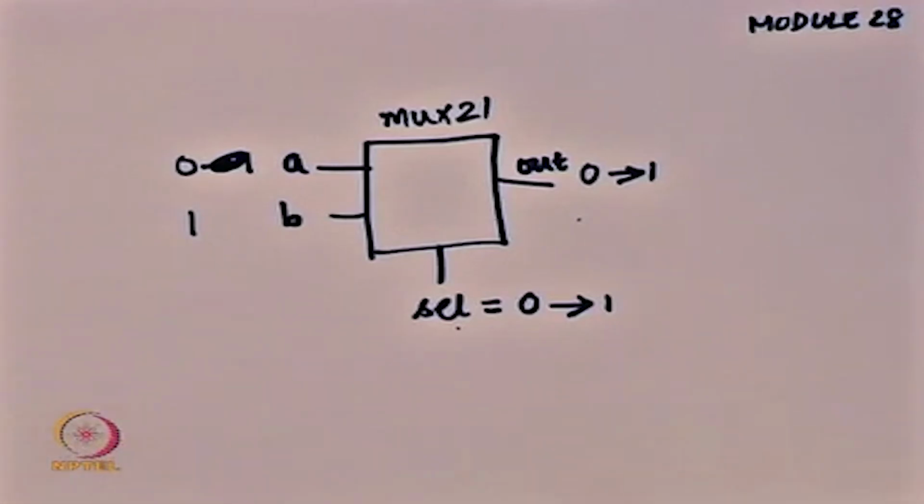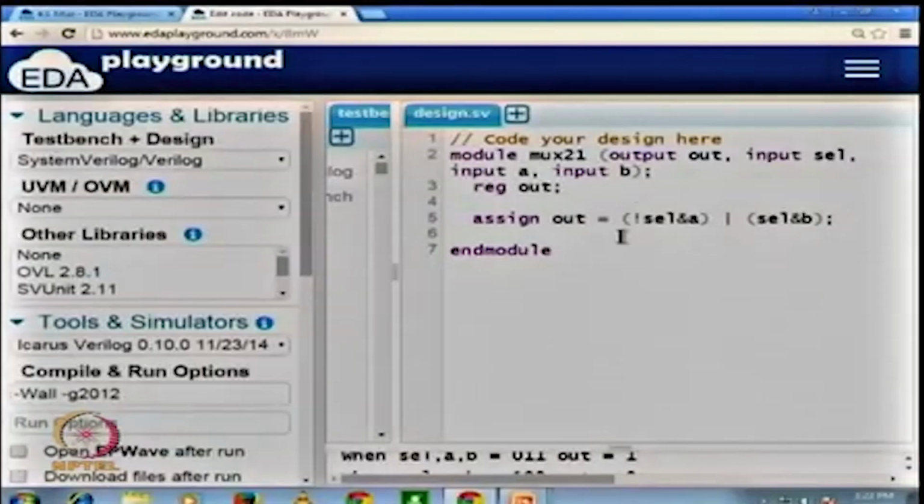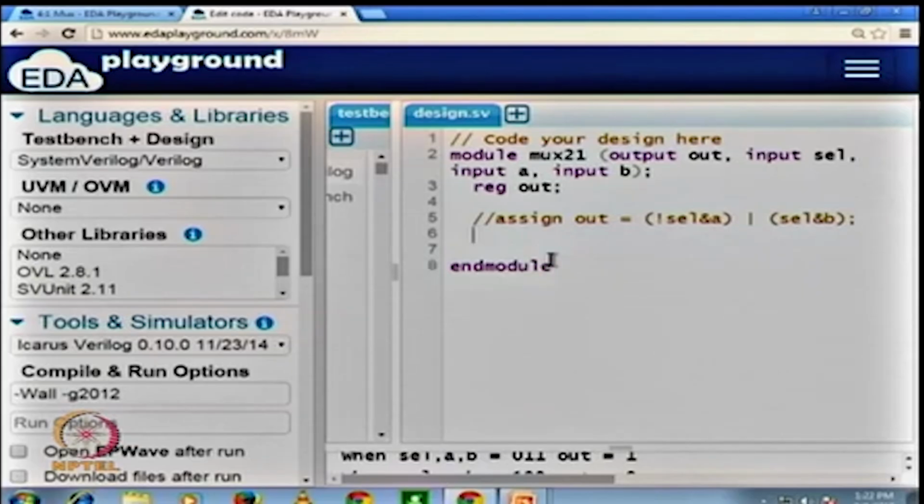So a combinational circuit is essentially any change in input should reflect as a change in the output, and that is what we have in the assign statement here. Assign out equals not select and A or select and B does exactly that. There is another alternative way to do that using the always statement, which is a lot more useful when you design sequential logic, but let me talk about combinational logic, and I am going to design the same mux21 using an always statement.